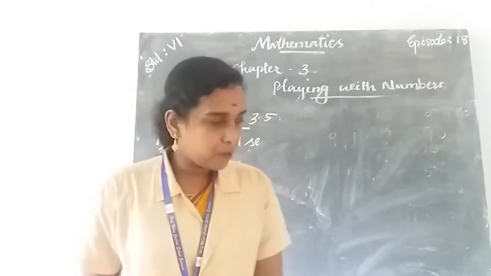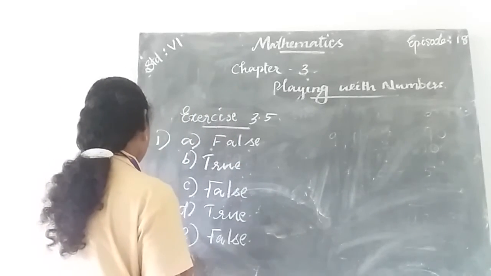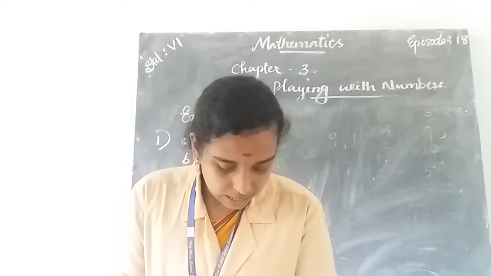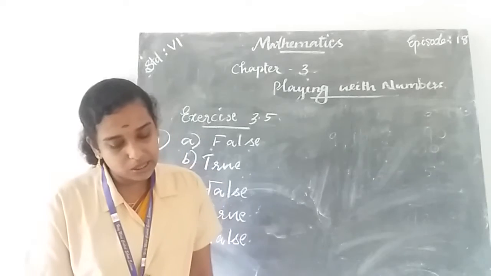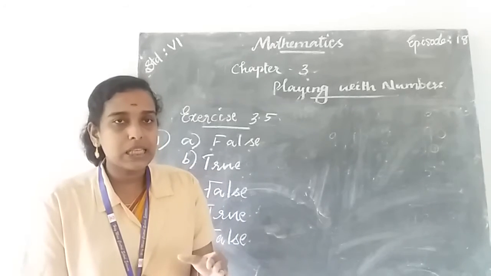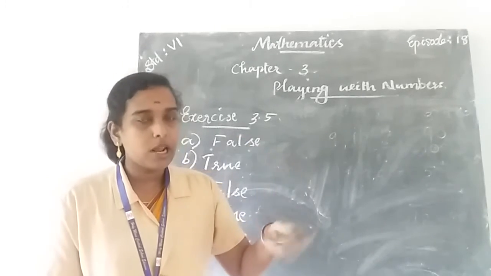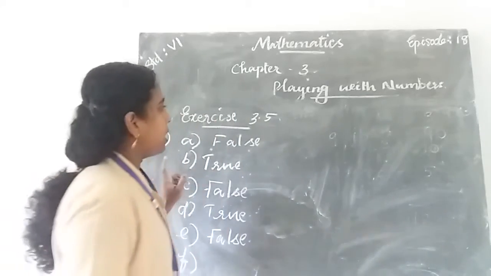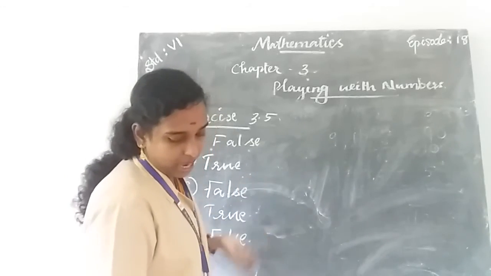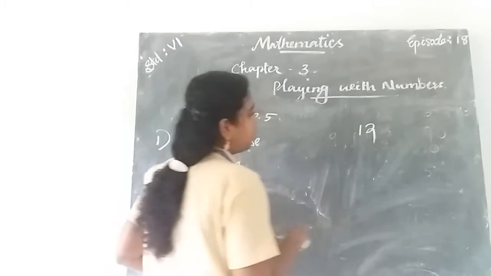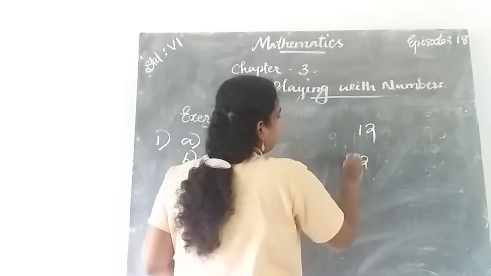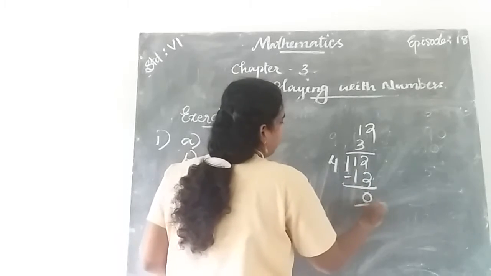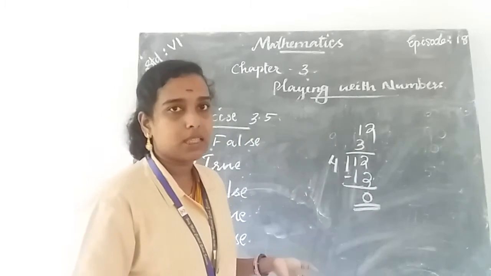Then statement F. The statement is: all numbers which are divisible by 4 must also be divisible by 8. Is it true or false? See an example. If we take the number 12, 12 is divisible by 4. We divide 12 by 4, we get 3, 4 3s are 12, and we get the remainder 0. Then we can say that 12 is divisible by 4.